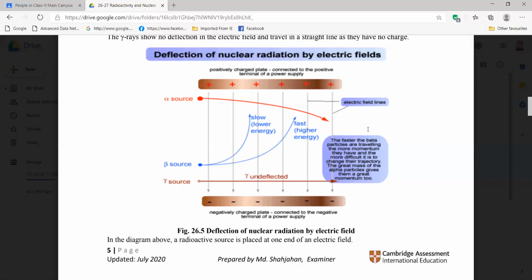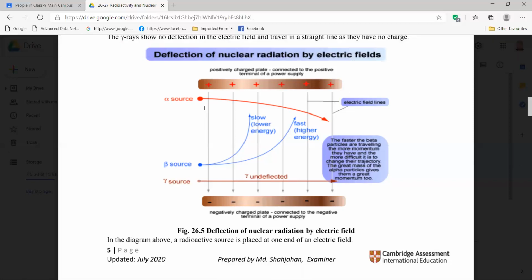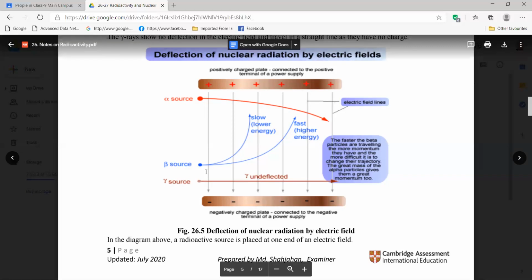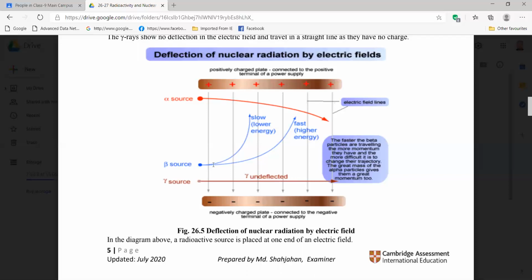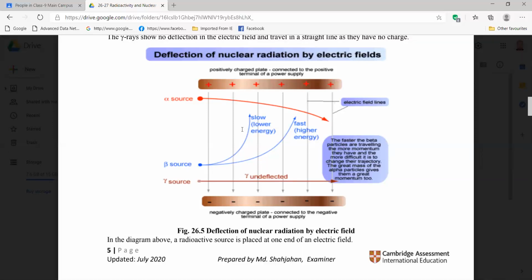To pull or push any heavier thing, it's tough, right? So for that reason, the alpha particles' curve is not that much, as alpha particles are heavier. So if in your exam they ask you to draw the path of alpha particles and beta particles, you have to maintain this. You will show less curve for alpha particles and more curve for beta particles. Is it clear?